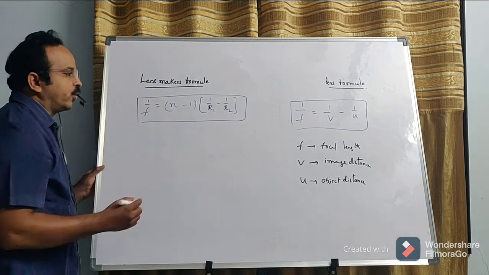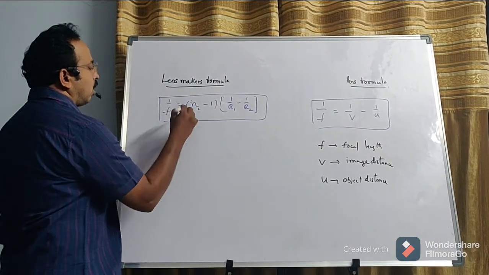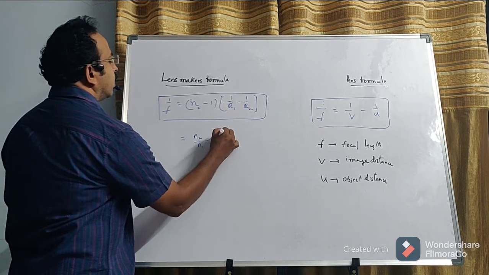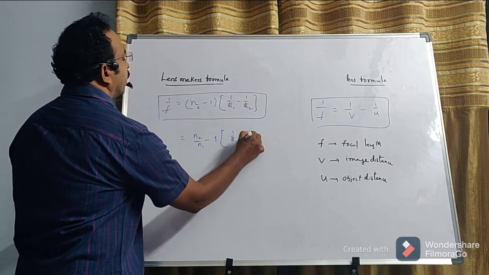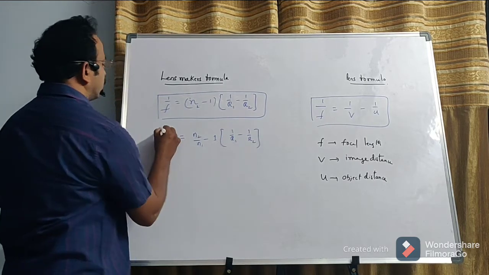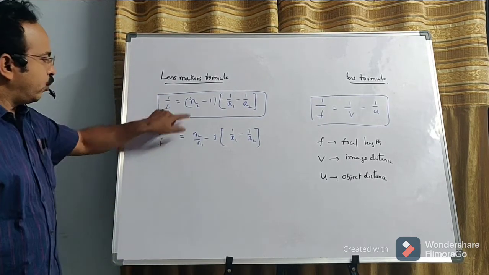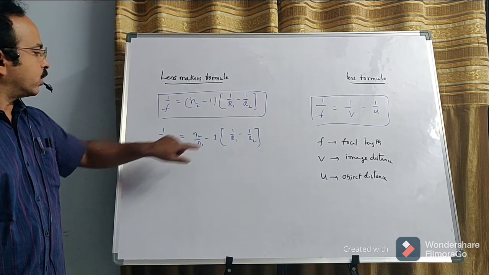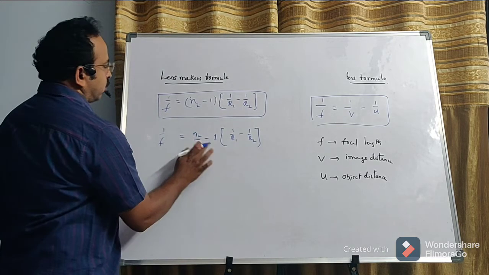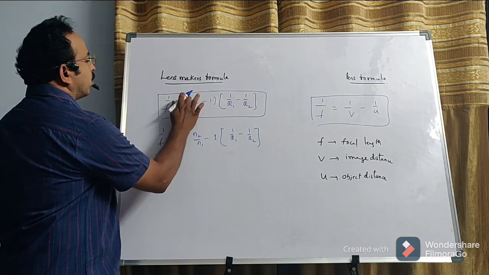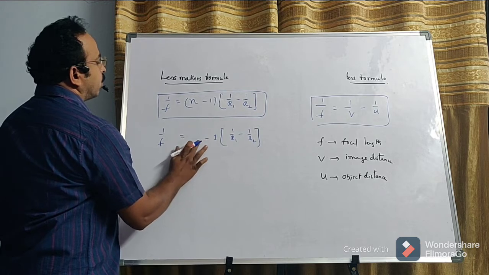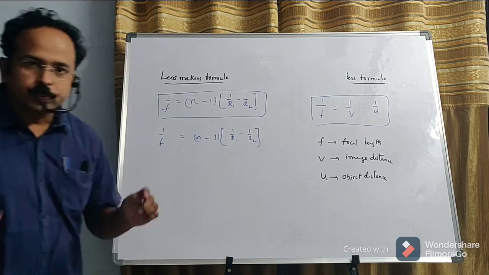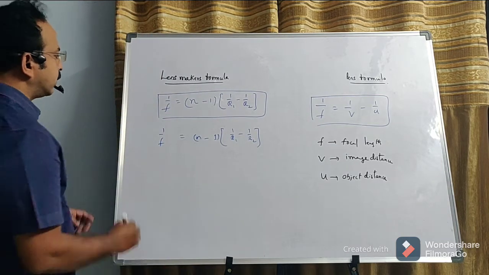Or if you want to write it very clearly, we can write 1/f = (n2/n1 - 1)(1/r1 - 1/r2). Here n21 is the refractive index of the second medium with respect to the first. So as not to confuse yourself, just remember this formula, that's enough: 1/f = (n - 1)(1/r1 - 1/r2), where f is the focal length.